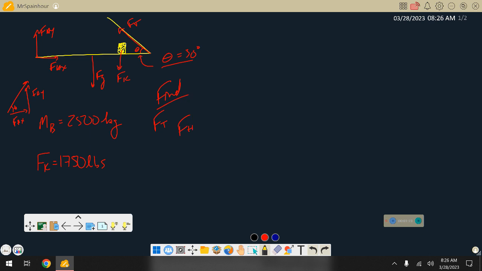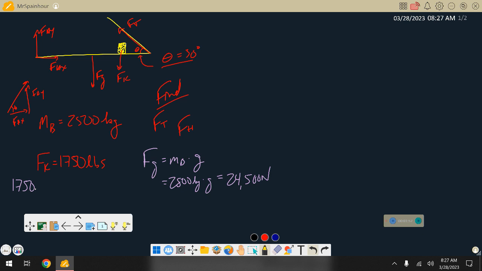How do we get force of bridge then, or force of gravity? Well, that will just be mass of the bridge times g, or 2,500 kilograms times g. I should have had a calculator ready to go, and I don't. So here we go. 2,500 times 9.8. So that is 24,500 newtons.